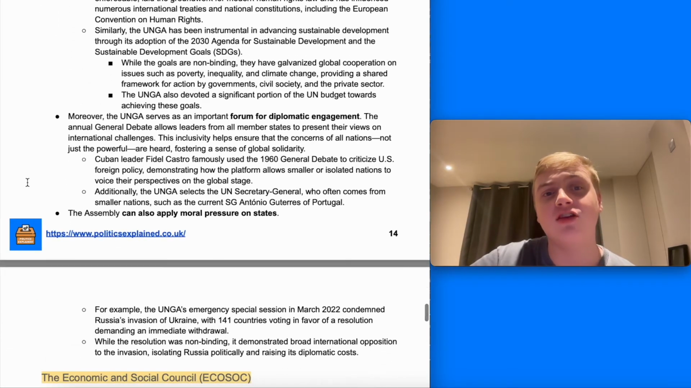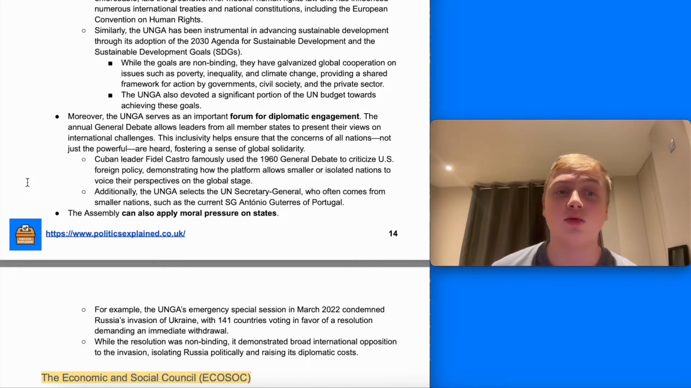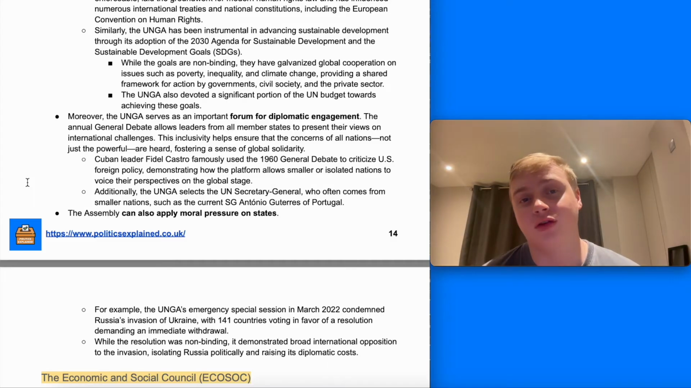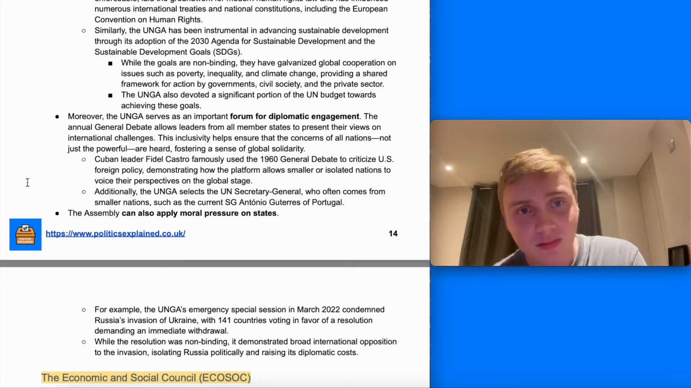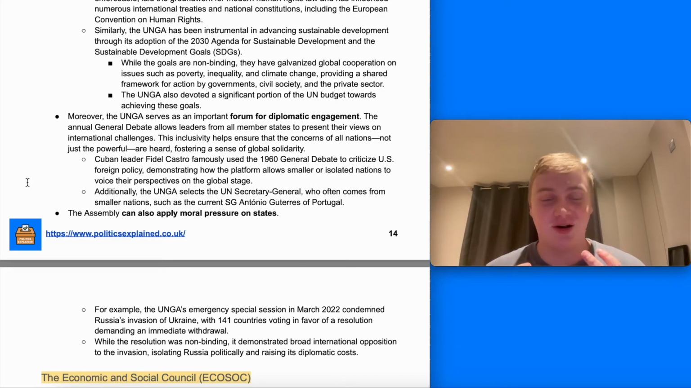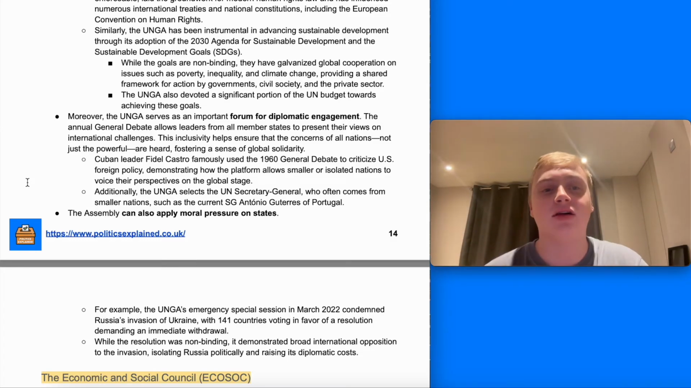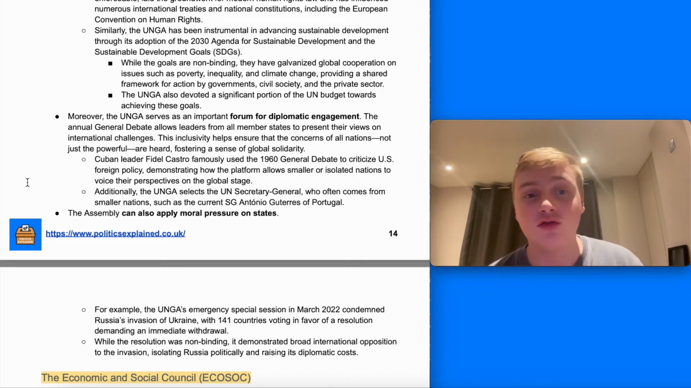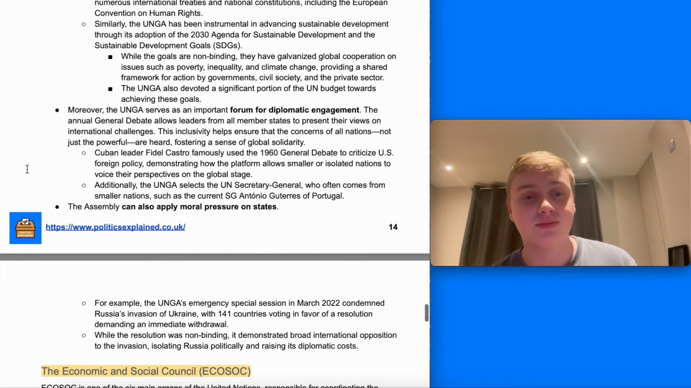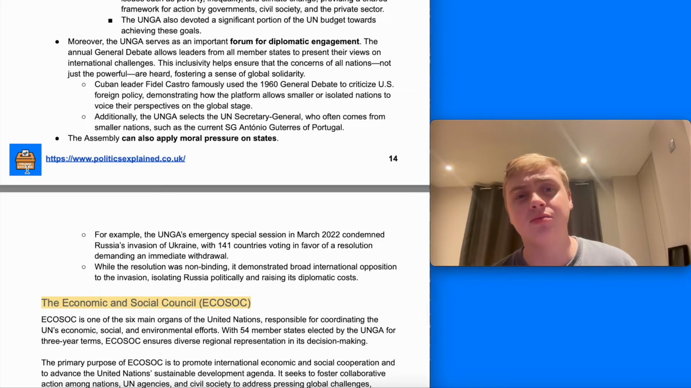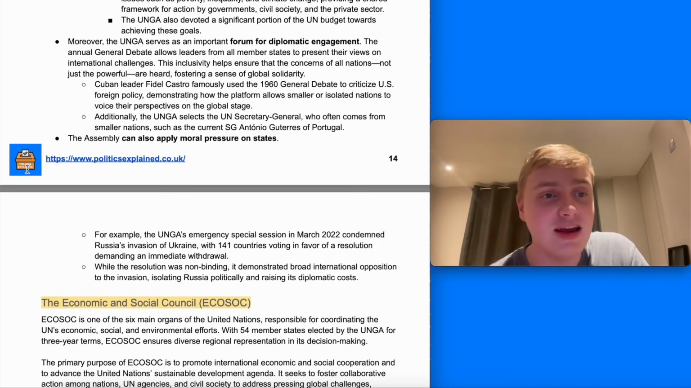Similarly, it's been instrumental in advancing sustainable development through its adoption of the Sustainable Development Goals in 2015, and before that the Millennium Development Goals in 2000. And while they're non-binding, everything's non-binding, they can galvanise global cooperation on key issues and bring the international community together to try and tackle key issues through the United Nations. And it crucially serves as a really important forum for diplomatic engagement.